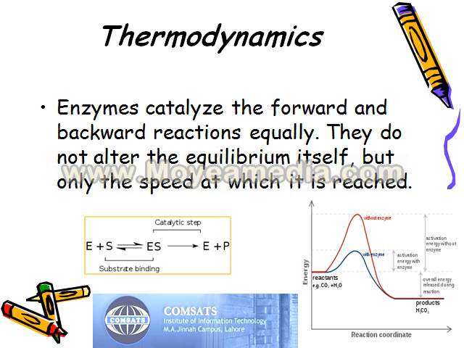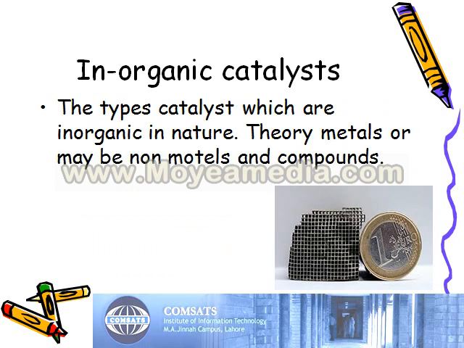Enzymes catalyze the forward and the backward reaction equally. They do not alter the equilibrium itself but only the speed at which it is reached. The graph shows that the peak is higher when the reaction is uncatalyzed, and for a catalyzed reaction the peak is low and the reaction goes faster.